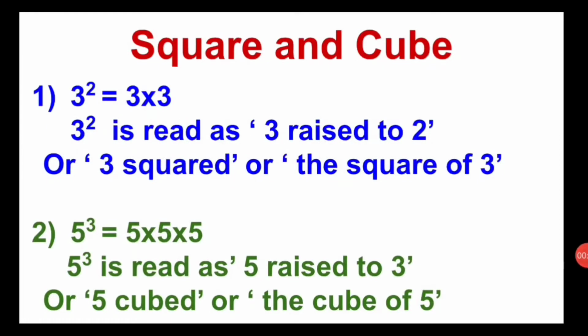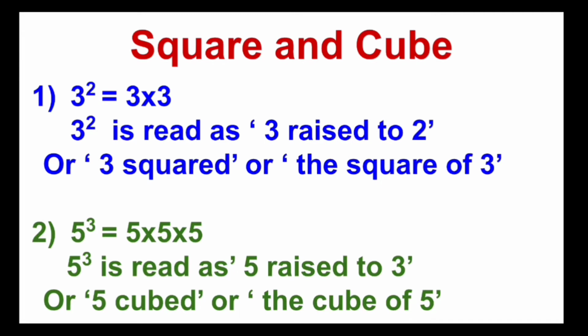So children, now let us see square and cube. There are 2 examples. In the first example, base is 3, index is 2. When base 3 and index 2 is there, we have to write it in the multiplication form. 3 multiplied by itself 2 times. So 3 with index 2 is equal to 3 multiplied by 3. And how can we read it? 3 base and index 2 is read as 3 raised to 2 or 3 squared or the square of 3. So mostly when the index is 2, we read it as squared.